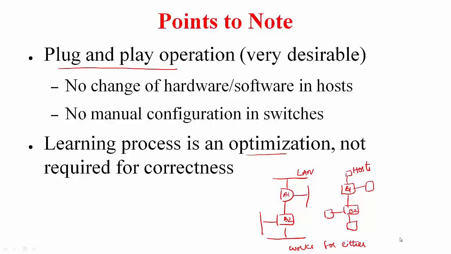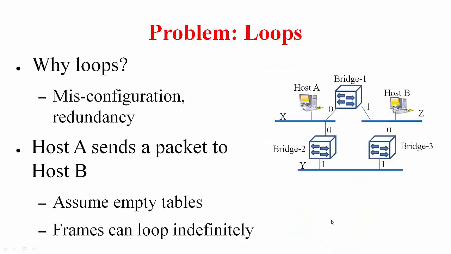Well, things are never so easy in life. This interconnecting with bridges can run into issues if certain things happen. If your extended LAN topology has a loop, then you run into problems. What those problems are, I will get to that shortly. But why will such loops happen? It can happen because of misconfiguration.